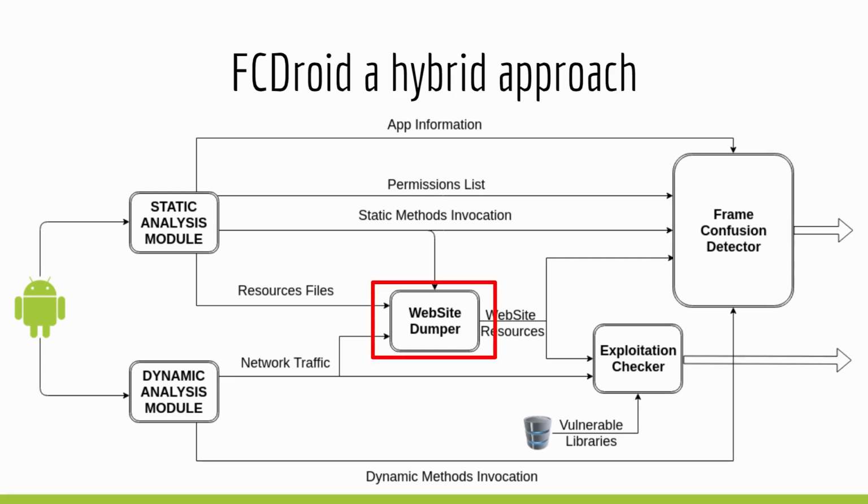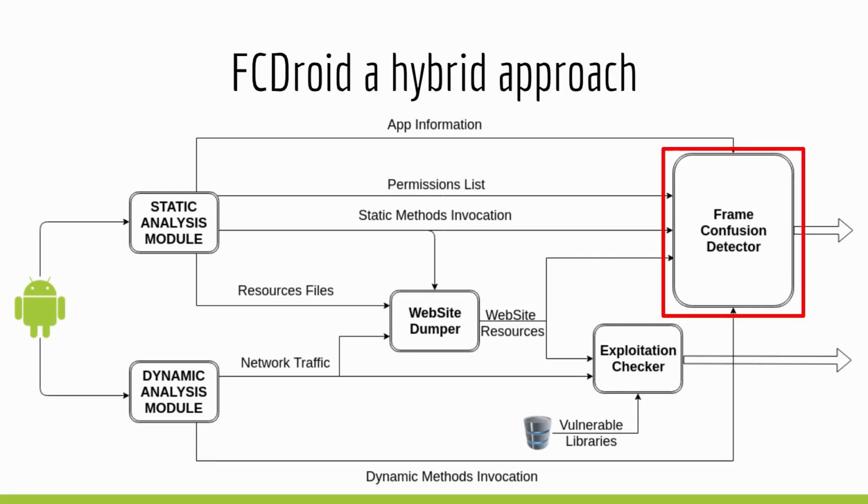The website dumper collects some information from the static analysis module and the dynamic analysis module and downloads all the web pages that the application loads inside the web view component. The exploitation tracker finds situations that can boost the exploitation of frame confusion, like the use of HTTP connections, use of vulnerable JavaScript libraries, or JavaScript code vulnerable, for example, to cross-site scripting. And the frame confusion detector collects this information and detects whether an application is vulnerable to frame confusion or not.